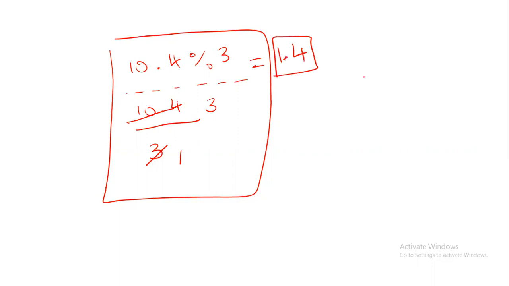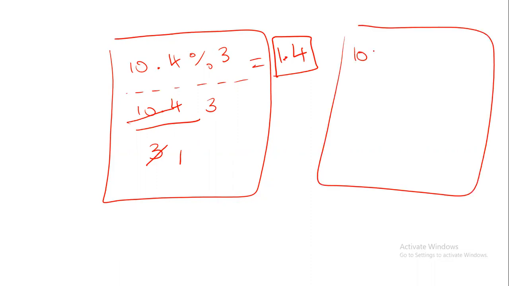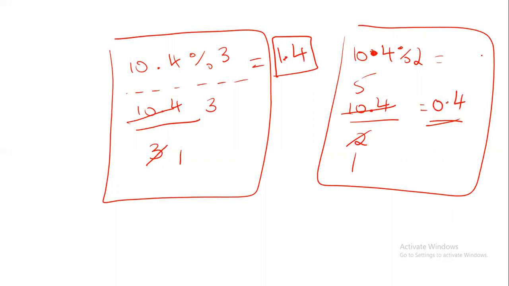Let me take one more example here: 10.4 modulus 2. Let's see what's the answer. What do I have to do first to find the remainder? 10.4 divided by 2 I will do. 2 ones are 2, 2 5s are 10. How many more is remaining from 10 to 10.4? 0.4 more is remaining, so the remainder is 0.4. I hope you have understood. Did you understand? Okay, fine.